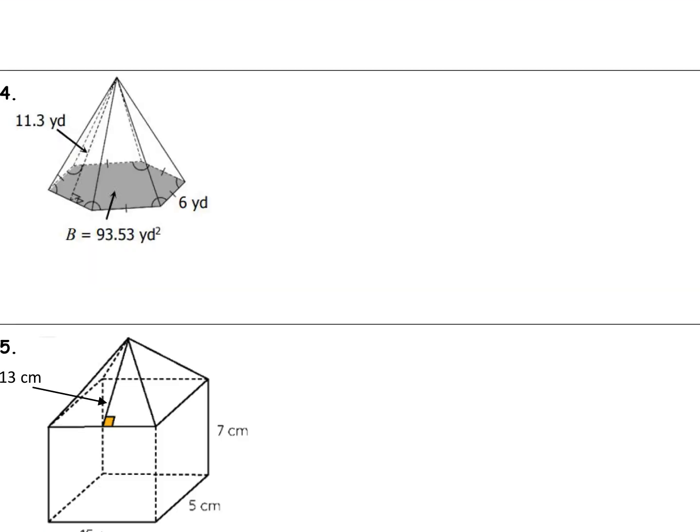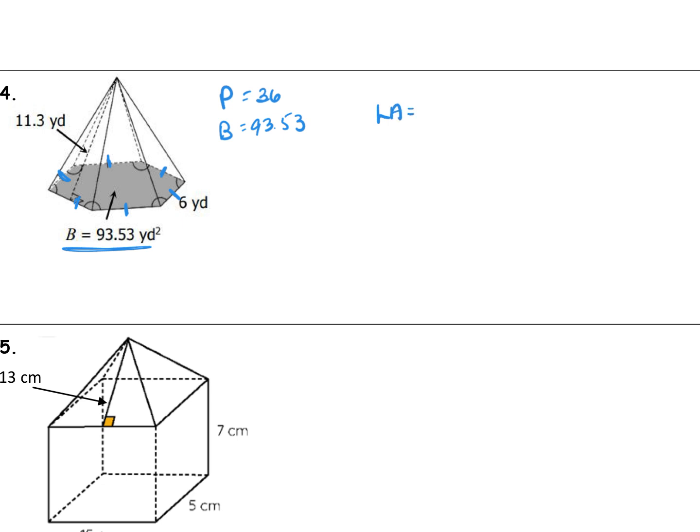All right, number 4. Now this one is a hexagon base, and I know that we're going to have to do our groundwork. So to get perimeter, I notice all of these are marked congruent. And since one of them is 6, that means all of them are 6. So 6 times 6 gives us a perimeter of 36. It already gives us the area of the base, so we already have that. That's 93.53. So now we just plug it in.